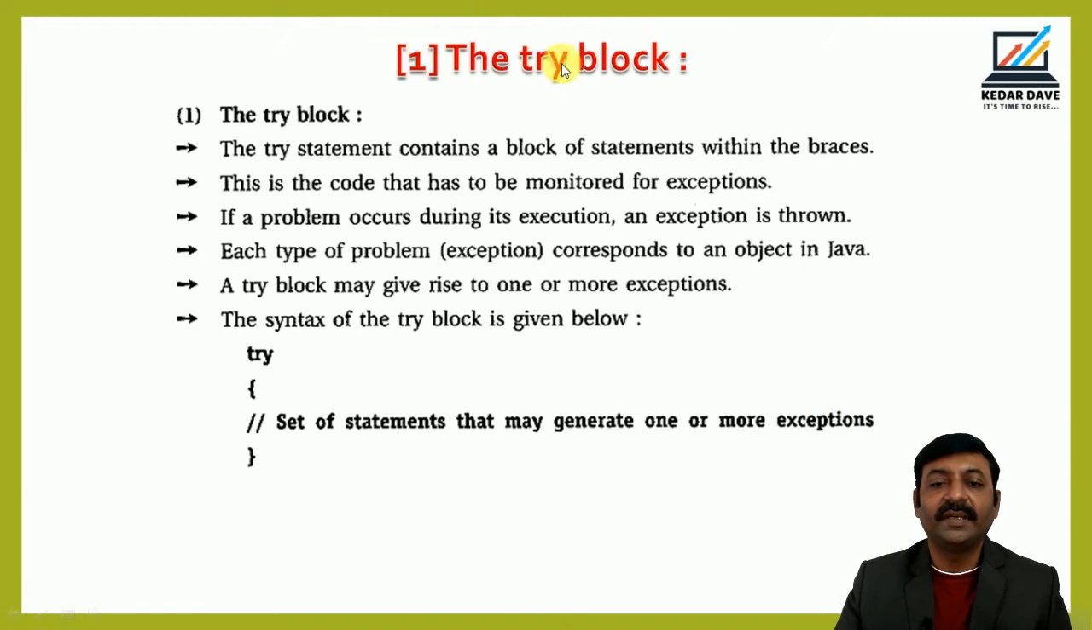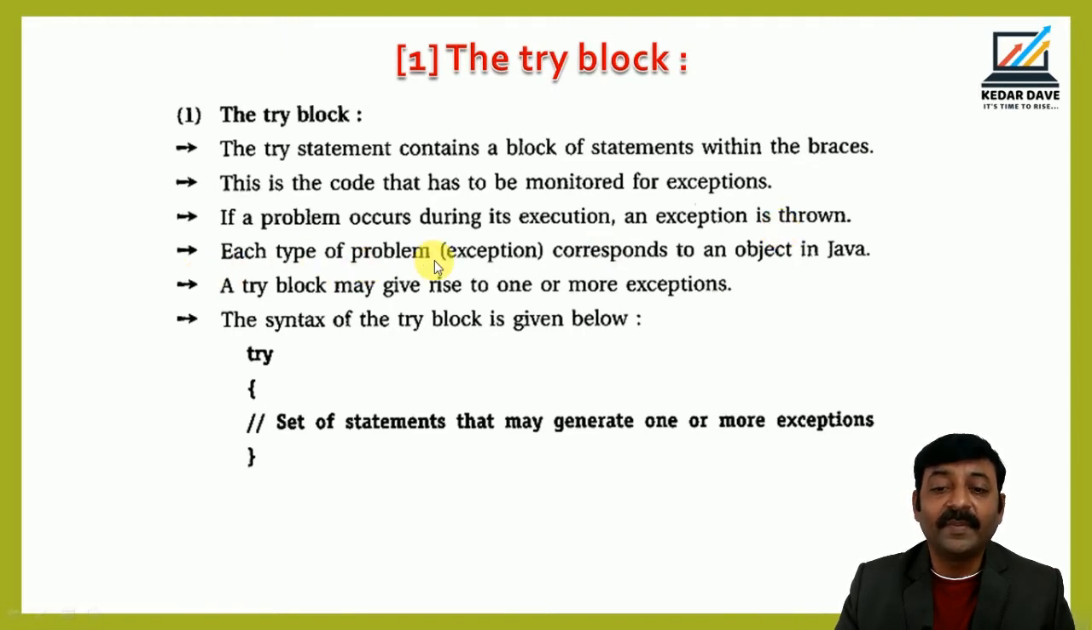First we learn the try block in Java programming or in object-oriented programming languages. The try block contains a block of statements within brackets. Curly brackets are used in Java programming. This is the code that has to be monitored for exceptions. If you want to monitor exceptions in Java programming, then we use this try block. If a problem occurs during its execution, an exception is thrown.